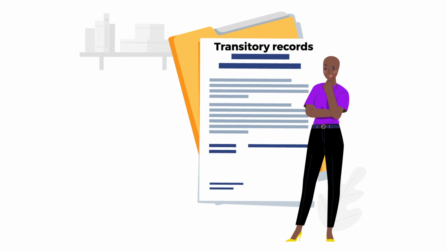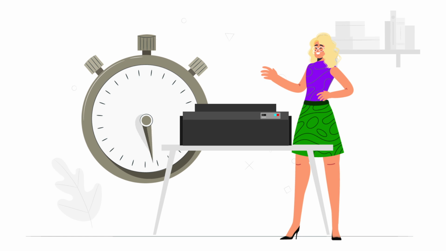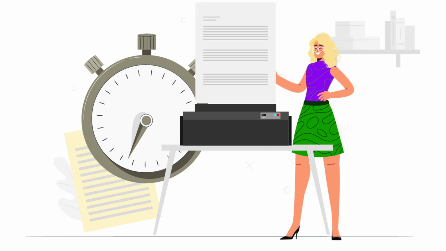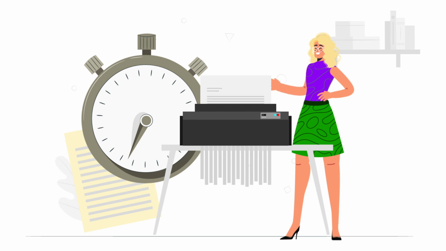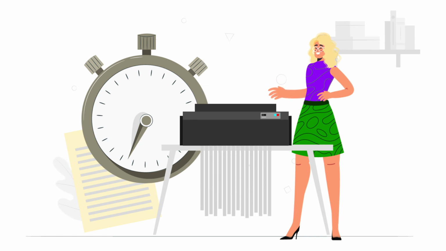Transitory records, by contrast, don't have any of these requirements. These records either only have temporary value or don't provide a source of evidence of government activities like substantive records do. If a record does provide this evidence, but that evidence is also represented in the final product, that record can be considered transitory as well.